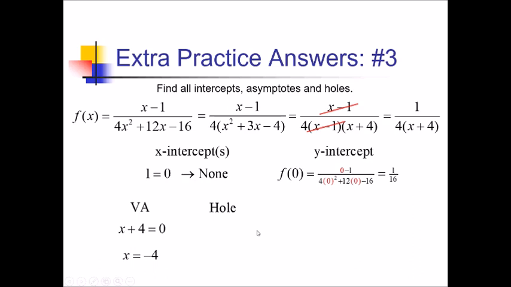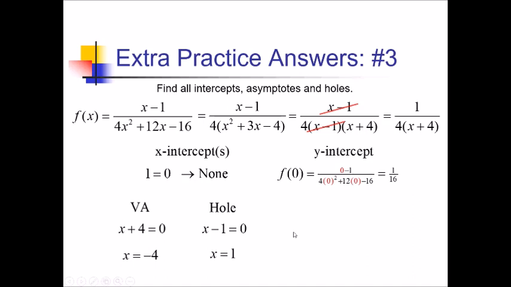These are going to be factors that got canceled out and otherwise would have given you 0 in the numerator and denominator. So this x minus 1, if we set that equal to 0 and solve it, we'll get the x value of the whole. In this case, that's x equals 1.